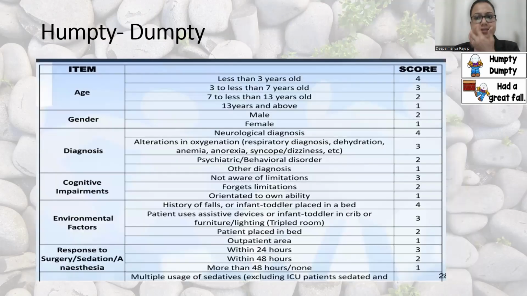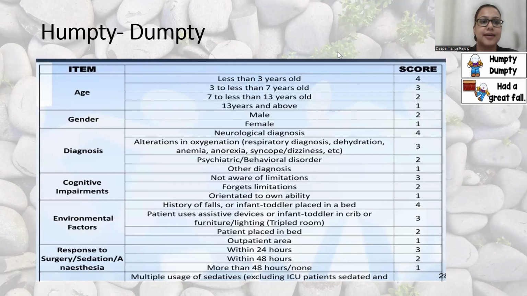Same for pediatrics. Most of the hospitals are using the Humpty Dumpty scale. See, Humpty Dumpty sat on a wall, Humpty Dumpty had a great fall. All of us learned that in our childhood, no? So for that reason, the name Humpty Dumpty is given to the fall risk scale for the pediatric age group.